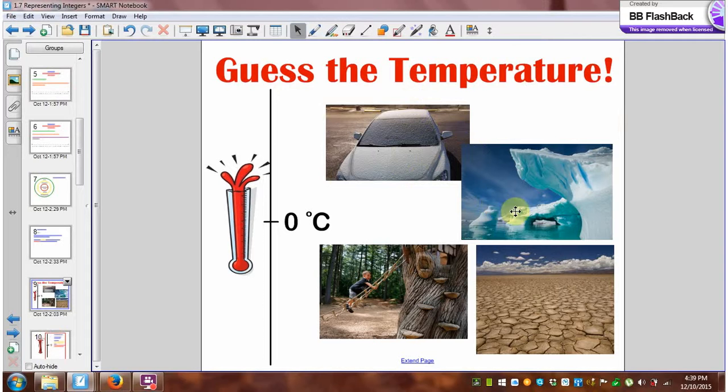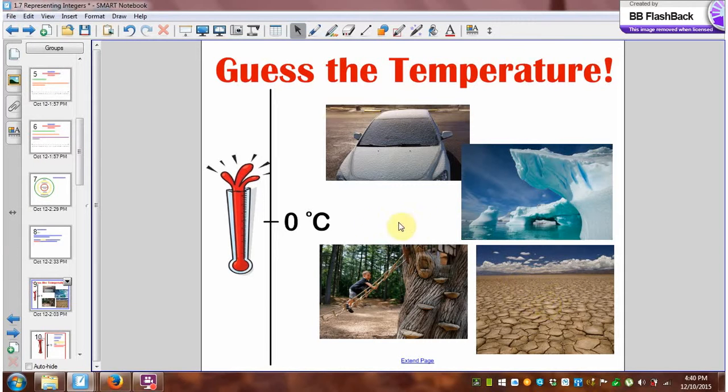Okay, so here we have 4 pictures, just to get your mind wrapped around negative numbers. We see negative numbers a lot when it comes to temperature. So I want you to take a second now and think about which of these pictures. We've got a car covered in a light dusting of snow here. Then we've got a picture from, I think, Antarctica, maybe? Or the Arctic, either the North or South Pole. So really cold. We have a little boy out playing, looks like on a summer day. And then we have a really, really dry and hot desert.